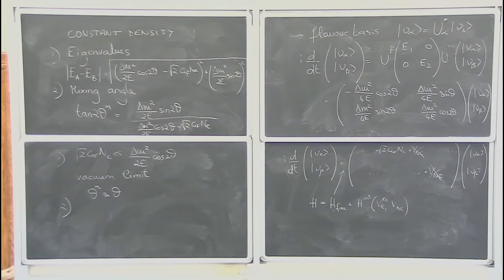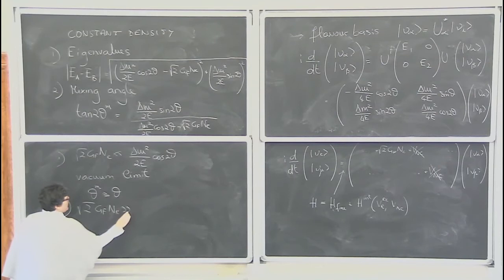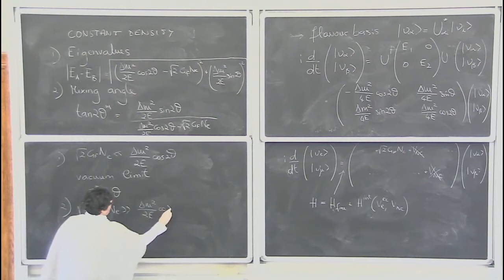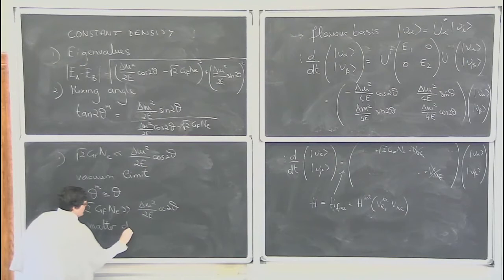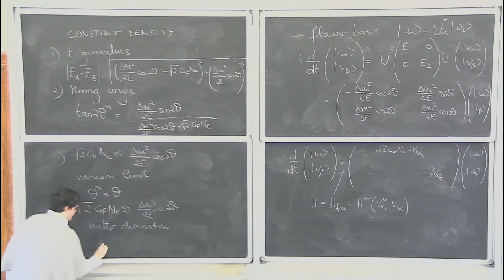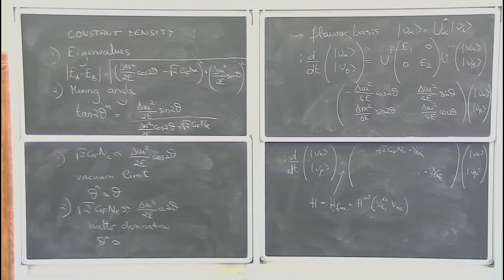Now, the opposite case instead is when the square root of 2 G_F n_e is much bigger than delta m squared divided by 2E cos 2 theta. For instance, if you go to very high energies, this condition will be satisfied if you have a broad spectrum of neutrinos. This will be the case in which we have matter domination. What is the mixing angle in this case? Any guess?